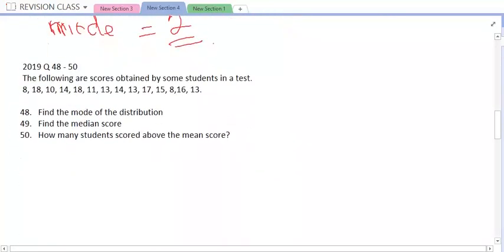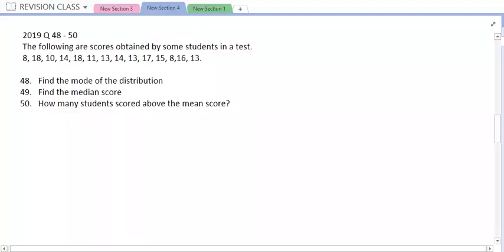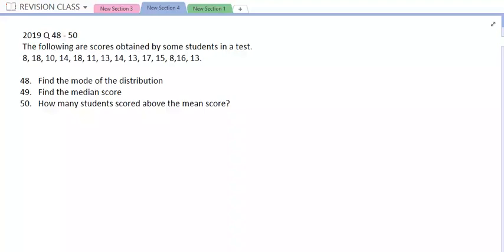Let us look at another question. This question is an extract from WAEC 2019, question 48 to 50.